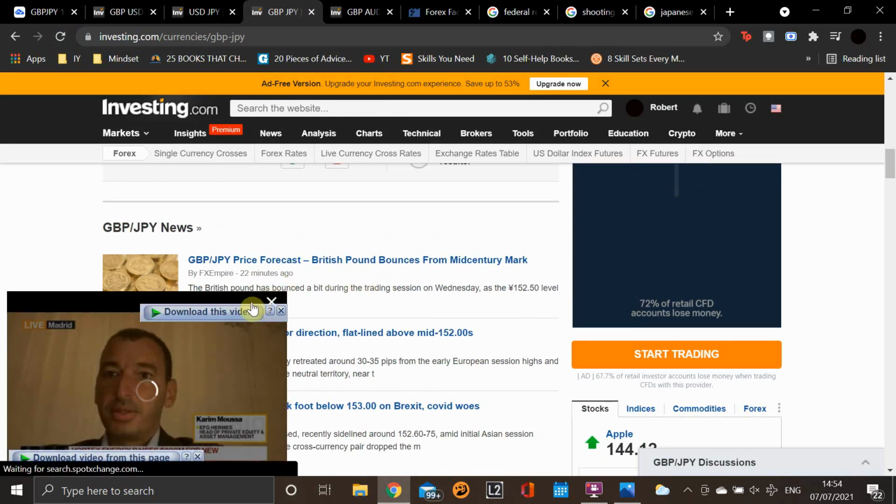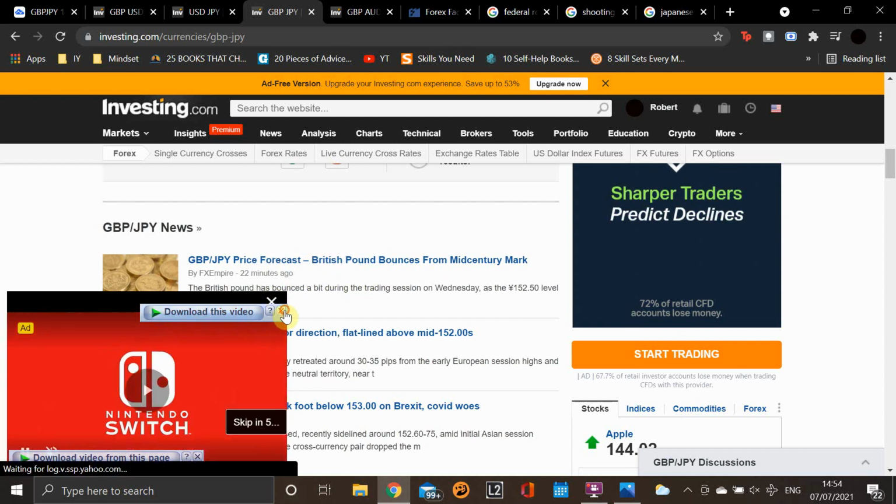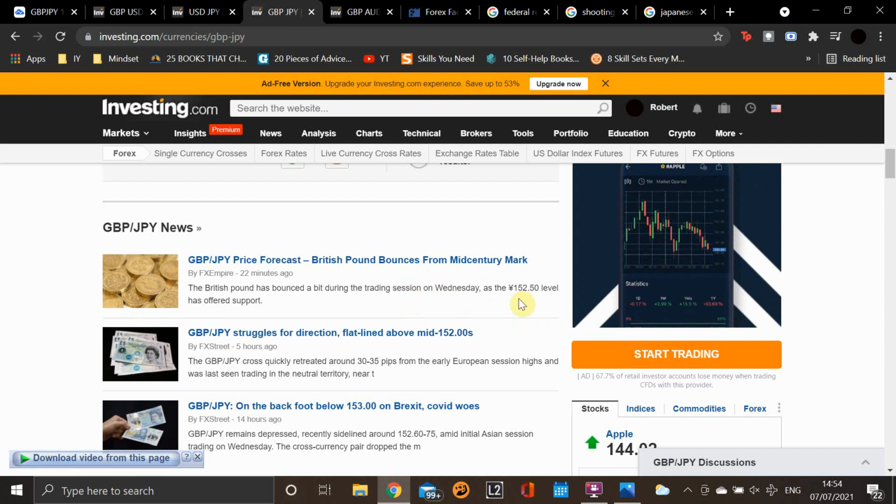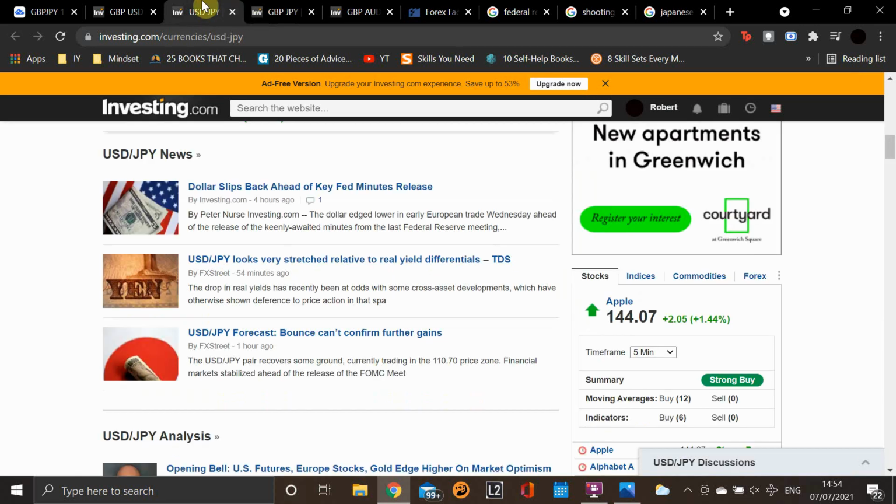British pound bounces from mid-century mark. Bounced a bit during the trading session on Wednesday.